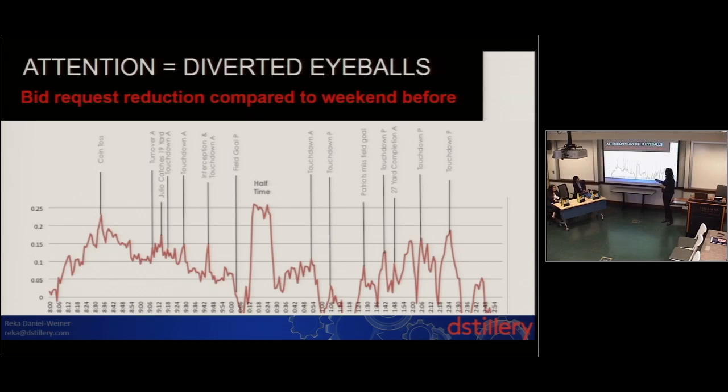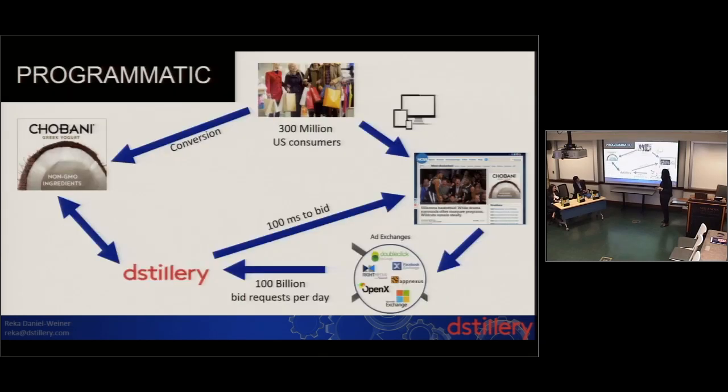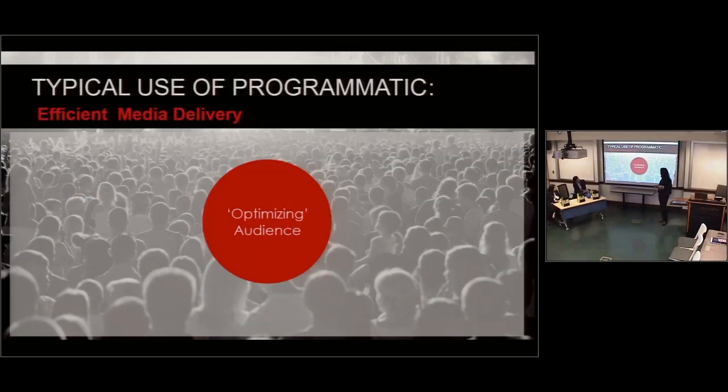We were actually sitting there and labeling these events. So we were working. Okay, so what we are getting paid for is making this happen. And how do we do that? So what we're getting paid for is efficient media delivery, optimizing your audience, finding the right people to display the ads to.